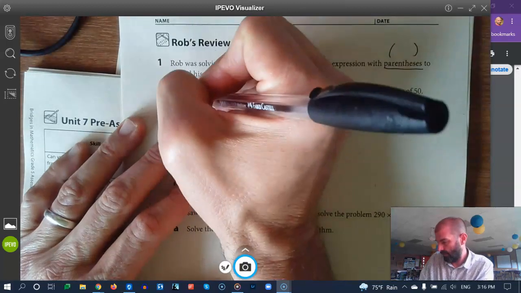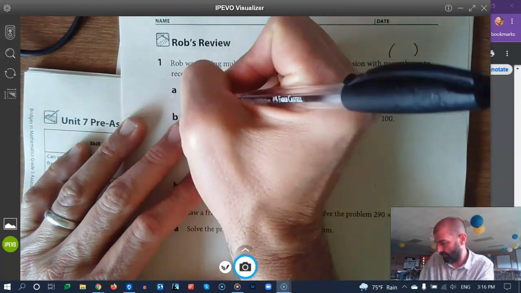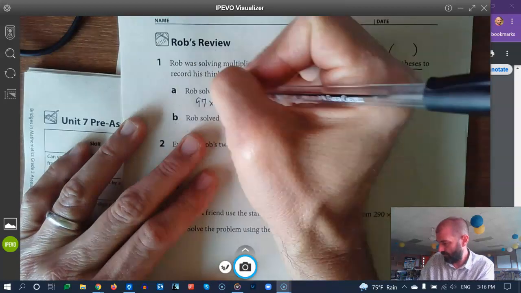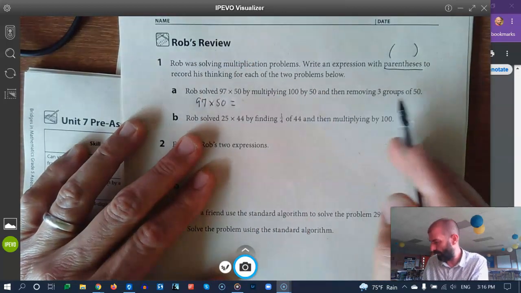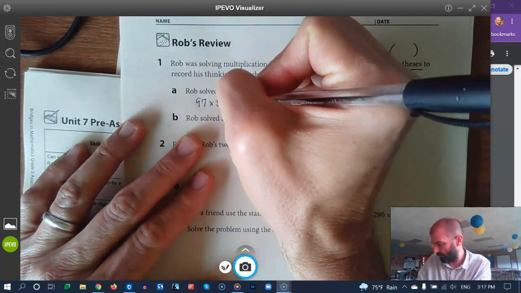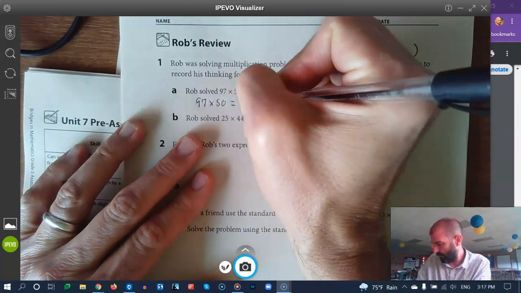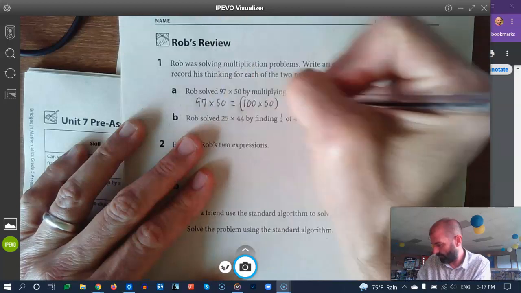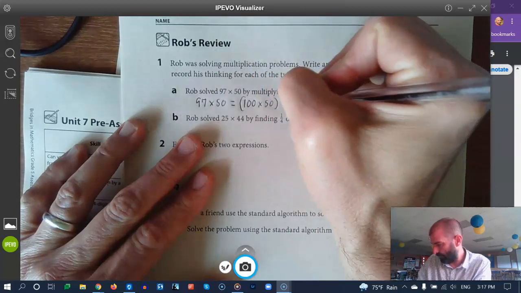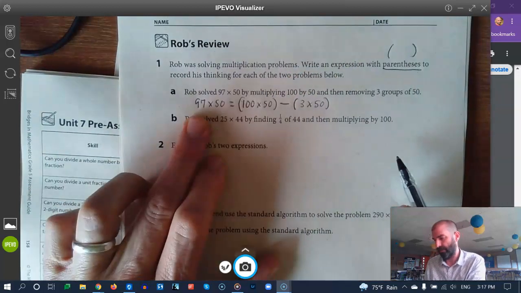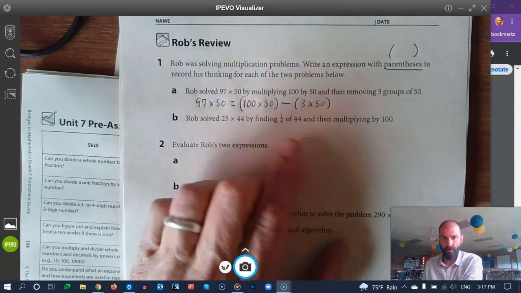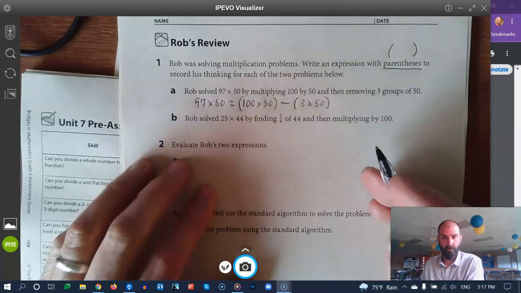So I have 97 times 50. So he solved that by multiplying 100 by 50 and then removing 3 groups. So I first did 100 by 50 and then removed 3 groups of 50. So that's the expression, that 97 times 50 equals this. Because look, 100 minus 3, that's 97.